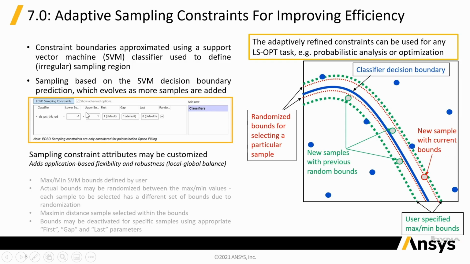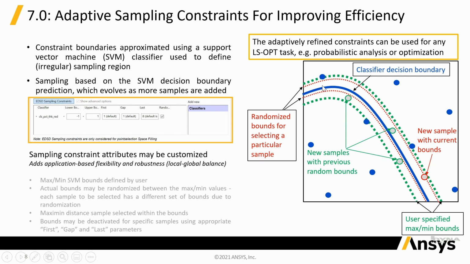So this is how the sampling dialog looks like for EDSD sampling constraints. In order to define this, first you need to define a classifier, and then that list of classifiers appears on the right. And once you have that list, you can select this classifier to define the conditions for your sampling constraint. So the basic idea here is you build a classifier, which in this diagram is this blue curve.